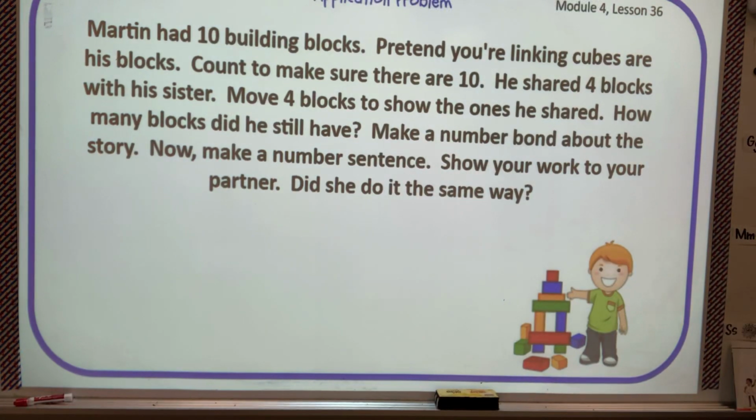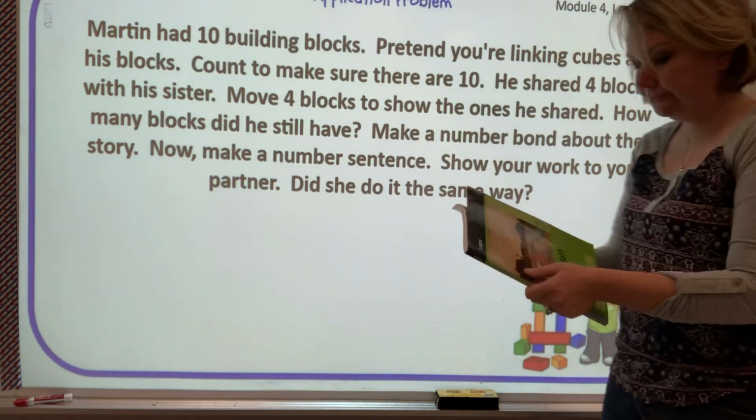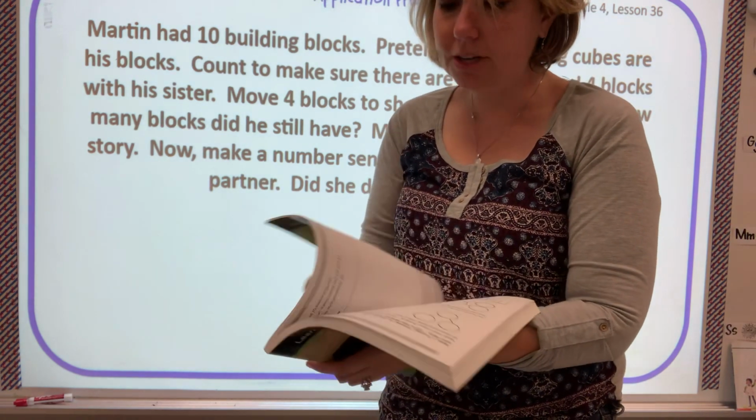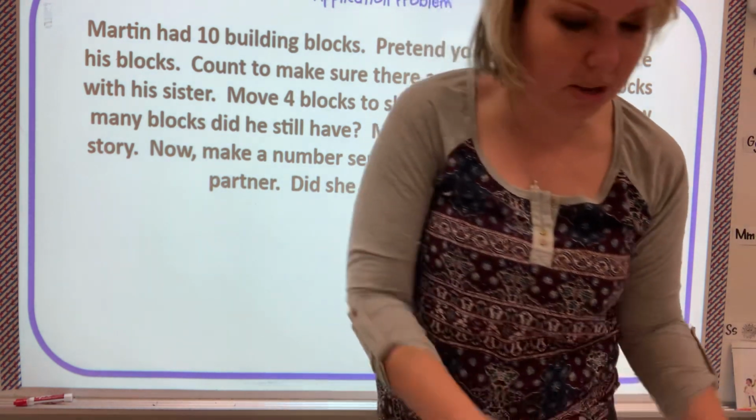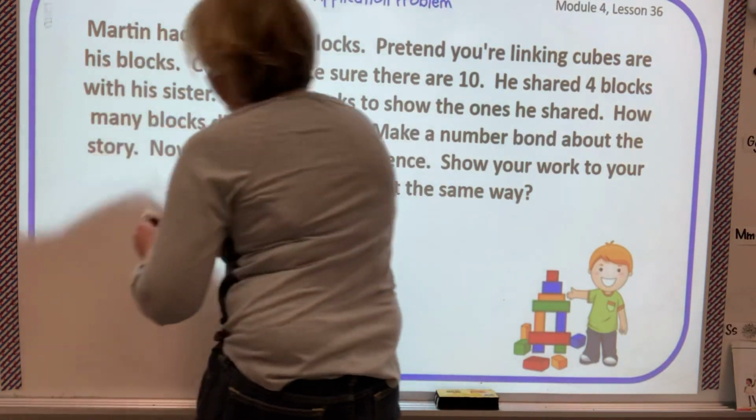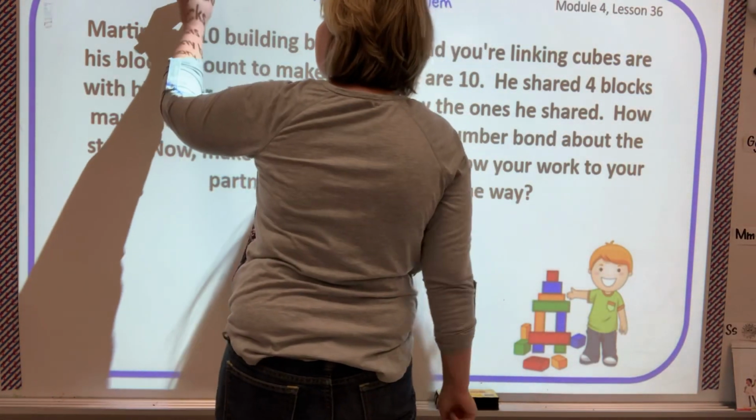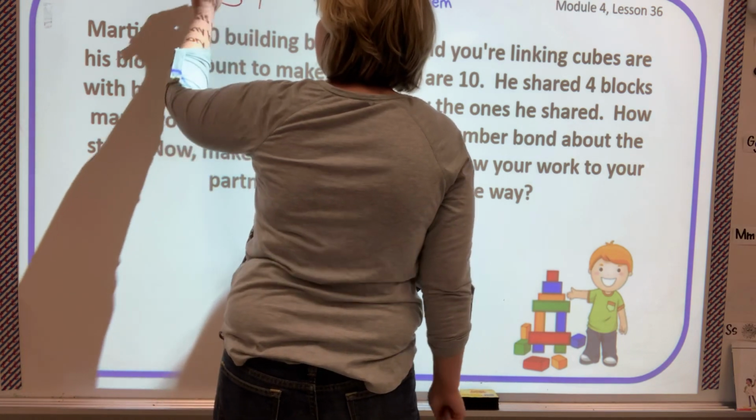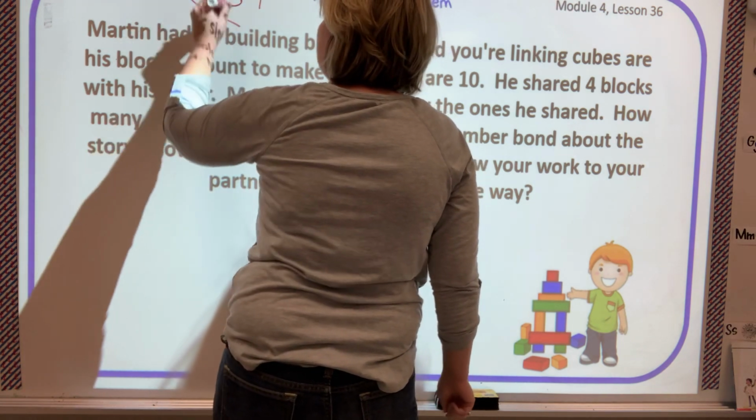Miss Hicks, I lose 2 teeth. Oh, good job, Carolyn. All right, we're going to open our I Math book to page, Miss Hicks, what module is it? It's module 4, page 157. That's going to be towards the back of your book.